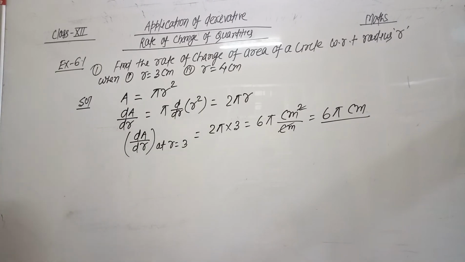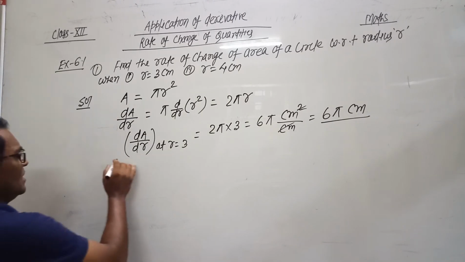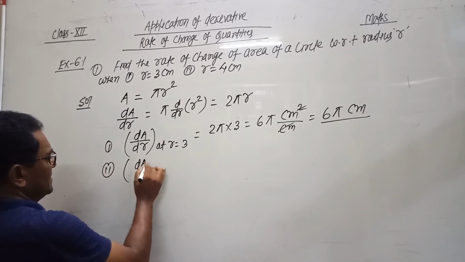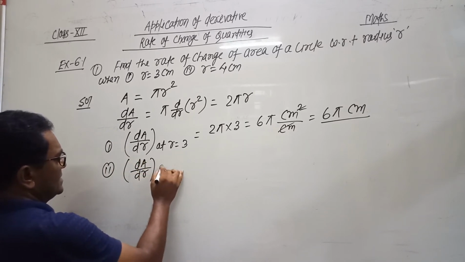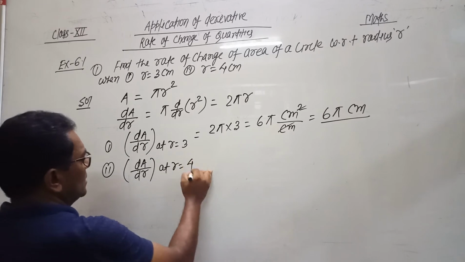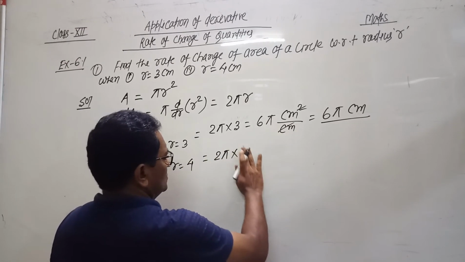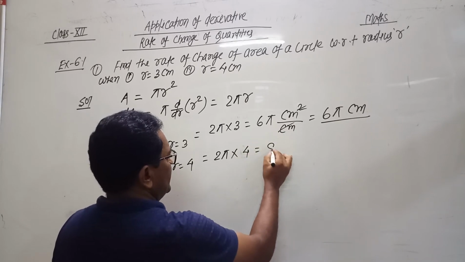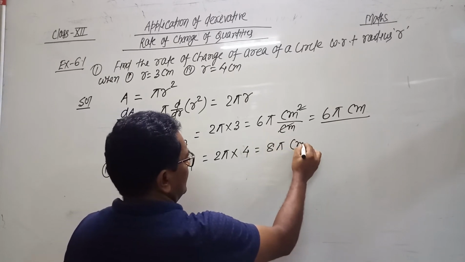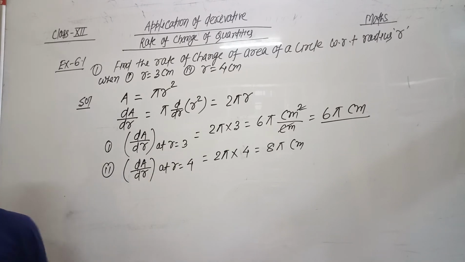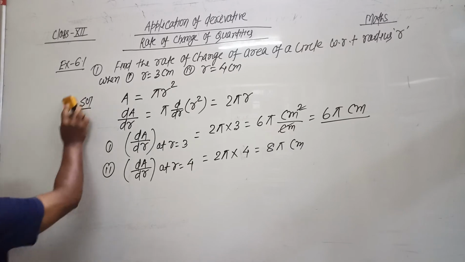In the same way, for the second part, we will write dA by dr at r equals 4 and put the value of r as 4. So we get 8 pi centimeter, because centimeter square upon centimeter remains centimeter. So this completes the solution.